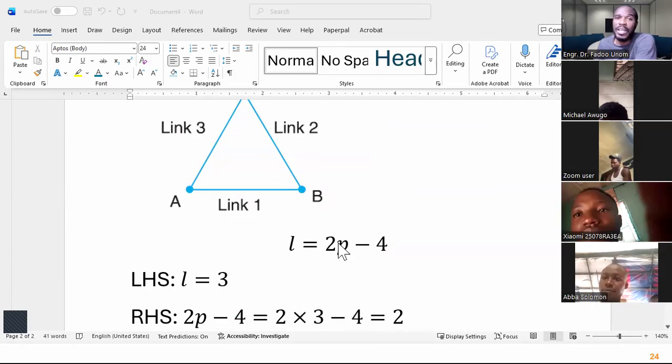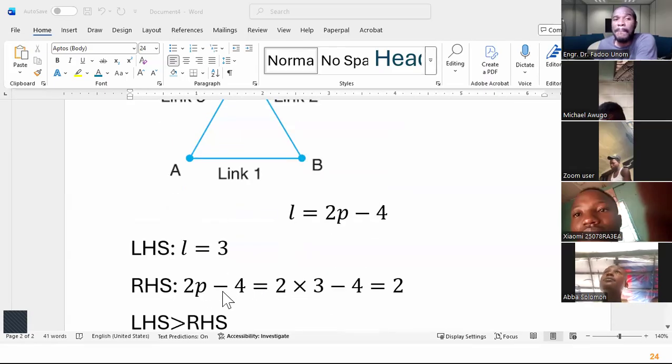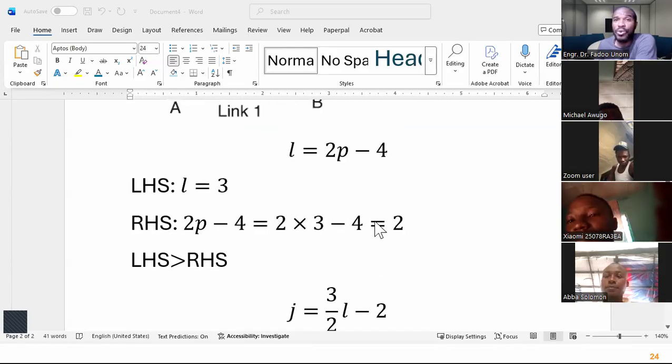The first equation says L equals 2P minus 4. The left-hand side of this equation is just L, and there are 3 links there. The right-hand side of the equation is 2P minus 4, and so we evaluate that expression. 2 times P, P is 3, there are 3 lower pairs, minus 4. 2 times 3 is 6, and 6 minus 4 is 2. Obviously, when you look at the value of the left-hand side and the value of the right-hand side, it is clear that the left-hand side is greater than the right-hand side.